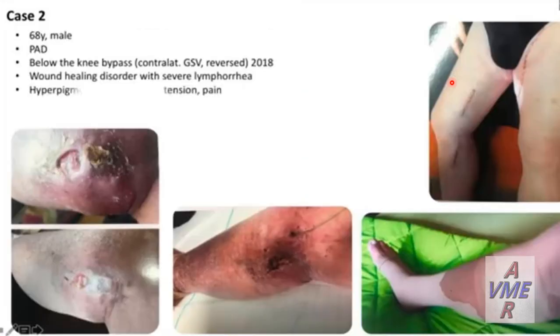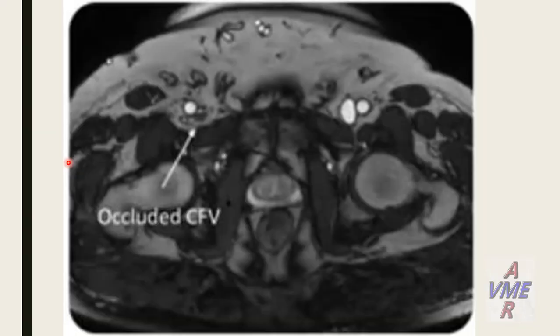Second case, a 68-year-old male with peripheral arterial disease who underwent below knee bypass in 2018, with a wound healing disorder with severe lymphorrhea and hyperpigmentation. This is the bypass, and this is the pigmentation present below the knee, and he has a healed ulcer, and this point is an active ulcer. And this is the investigation. MRV with contrast, we have an occluded common femoral vein.